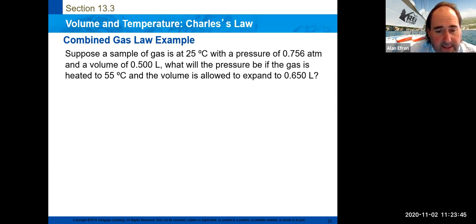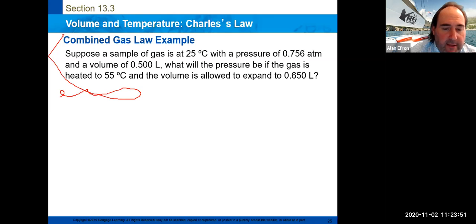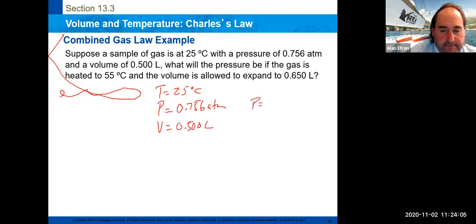Okay, so let's take a look. So if we just pull out the information like we've been doing, and I start scribbling all over the page here, we have a temperature that's 25 degrees Celsius. We also have a pressure that is 0.756 atmospheres and a volume that is 0.5 liters. We're looking for a pressure, and we have another temperature of 55 degrees Celsius and a volume of 0.65 liters.